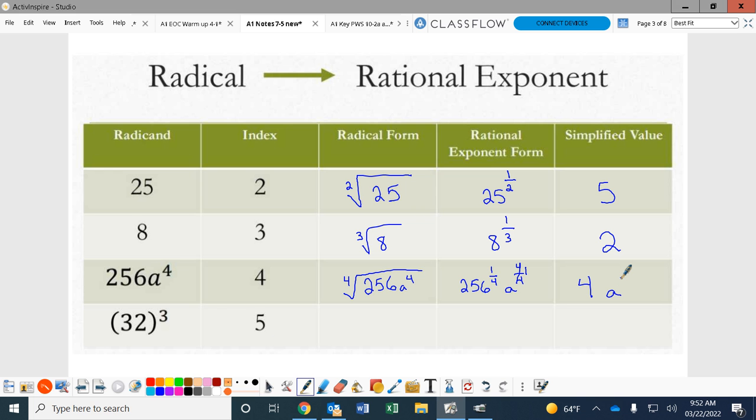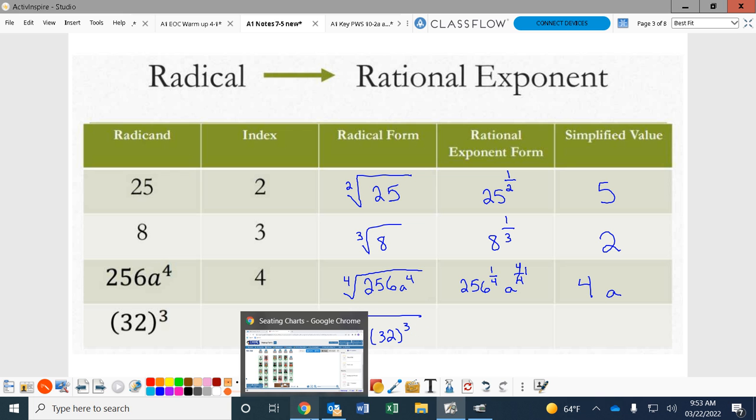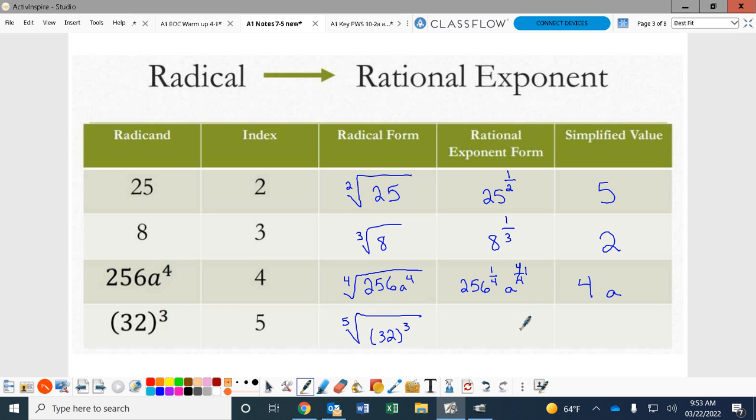Okay, let's do it again, guys. Here we go. Take and set up your little check mark. The 32 to the 3rd power goes on the inside. And it is the 5th root. Okay, guys, before I can skip to the next thing, if I have a number that is a power on the outside of a parentheses, before I can try to set up my fractions, I need to multiply that power on power right here.